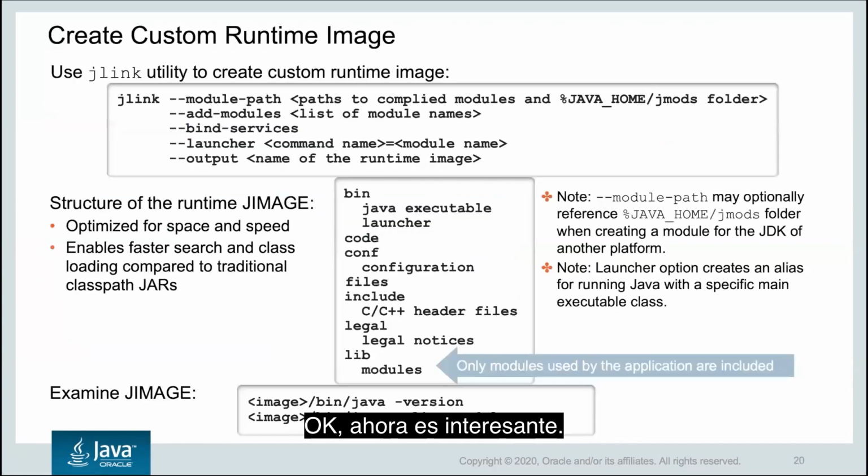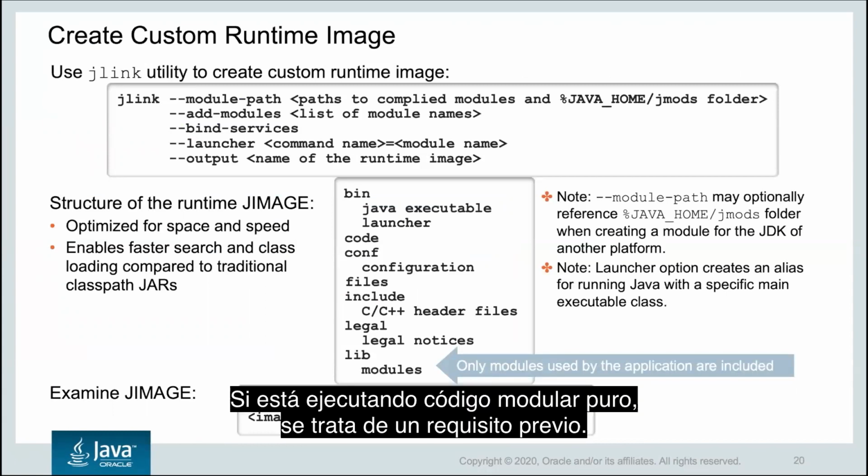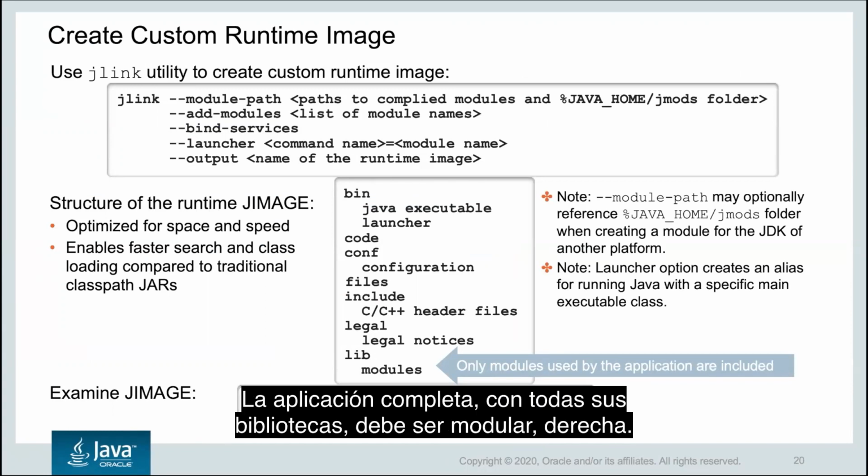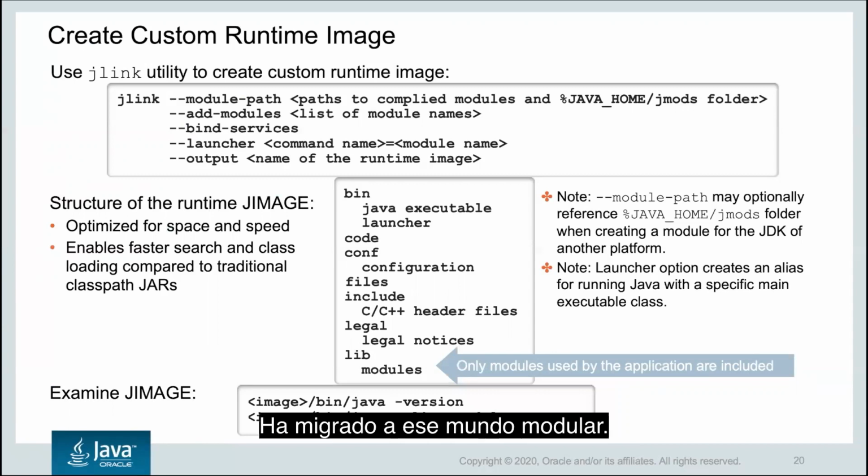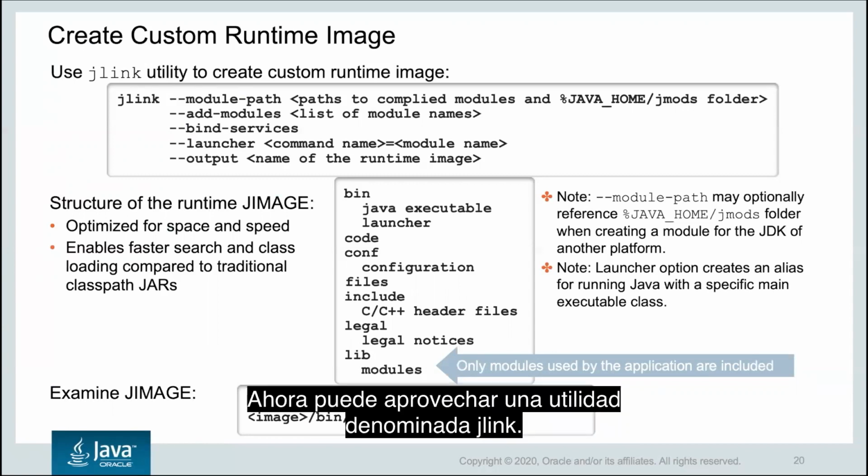Okay, now this is interesting. If you're running pure modular code, this is a prerequisite. Your entire application with all of its libraries has to be modular, right? So everything is packaged into module jars properly. You've migrated to that modular world. Now you can take advantage of a utility called JLink.